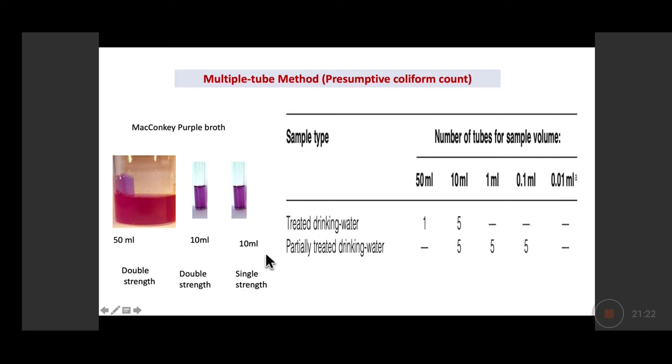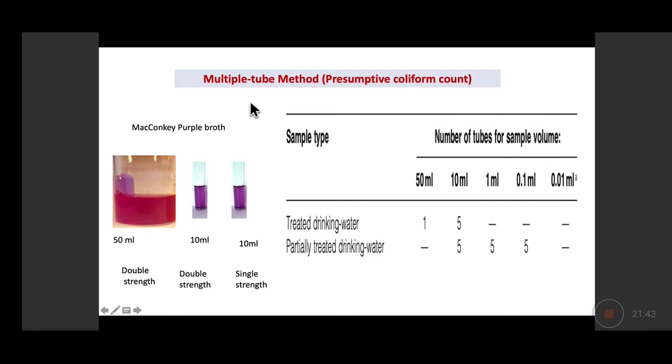In the double strength there was 80 grams, and in this there will be 40 grams per liter. And we also dispense it in 10 ml. So we have different tubes of media with different volumes and different concentrations. We have a 50 ml tube and a 10 ml tube, both double strength, and we have a 10 ml tube which is single strength. So that is the culture media.